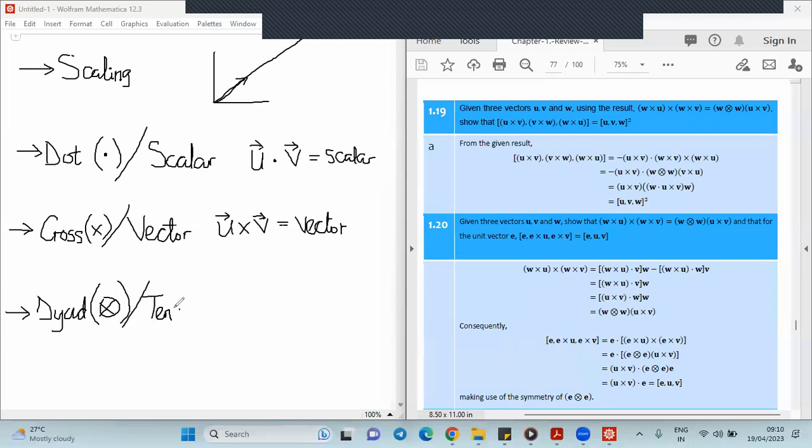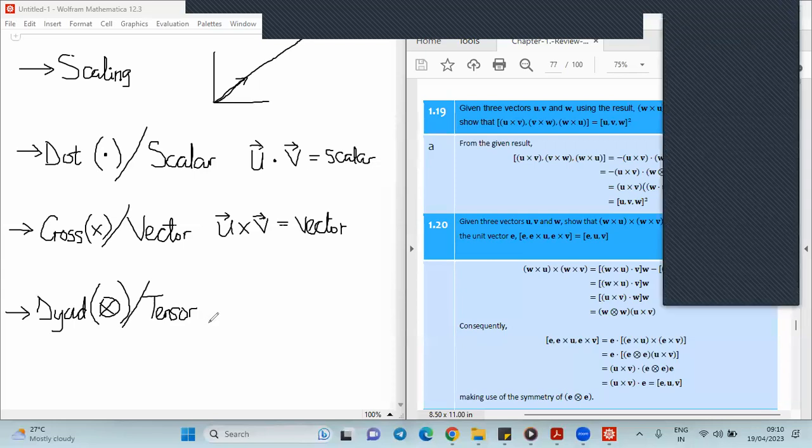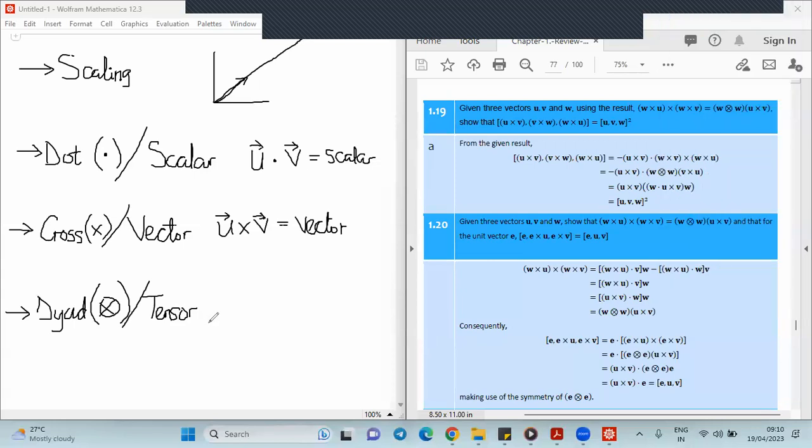Even on Mathematica, when you want to carry out a dyad product, the command is called tensor product. Why? Because when two vectors undergo multiplication using the dyad product, they birth a tensor. It's just as simple as that.